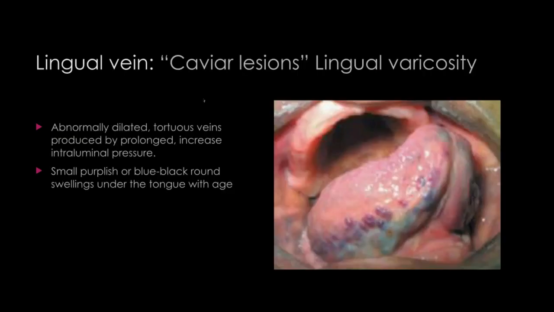One clinical feature you see is called the lingual varicosity. This is due to excess blood which is accumulating in the lingual veins. It is otherwise known as caviar lesions, where you can see abnormally tortuous veins due to prolonged intraluminal pressure and small purplish or black round swelling under the tongue. This happens with aging. Usually the varicosities are seen in the calf, but here is another example of varicosity which is called the lingual varicosity.